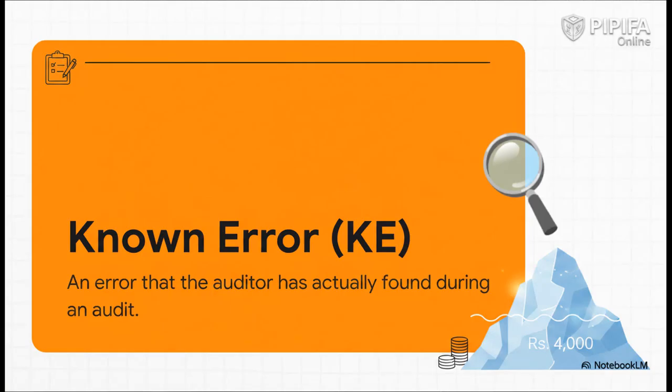First up is the known error, or KE. Honestly, this is the easy part. It's just the grand total of every single error you physically found and documented in your sample. So in our example, that's the 4,000 rupees. It's your factual starting point. Think of it as the very tip of the iceberg.